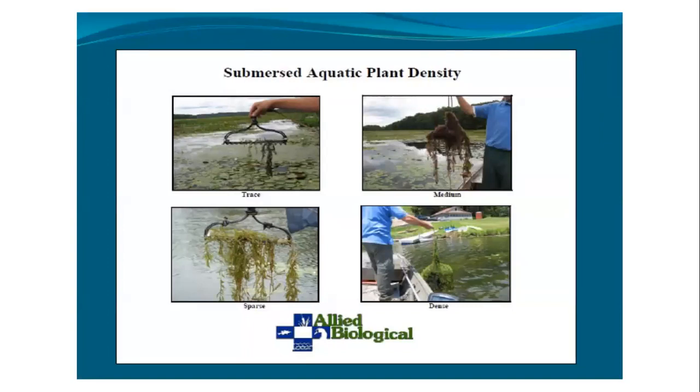So a trace amount of plants, you can see that there's just a few strands of plants attached to the rake. Sparse, the bottom of the rake is covered with plants, but not really thick yet. And then when you get up to medium, the tines of the rake are getting kind of hard to see. And then dense, when you get up to something like a dense amount of vegetation attached to your rake, it's going to be heavy. It's going to be hard to pull up, and some of the rope's going to be covered, and the rake is going to be completely covered, and you won't be able to see your rake.